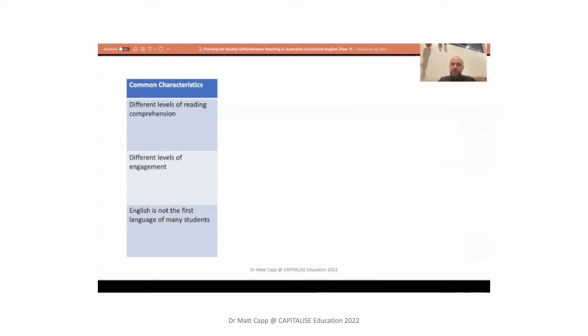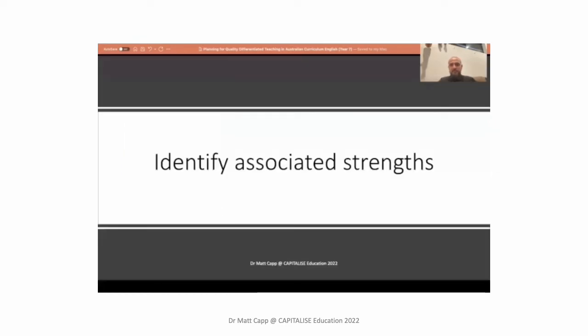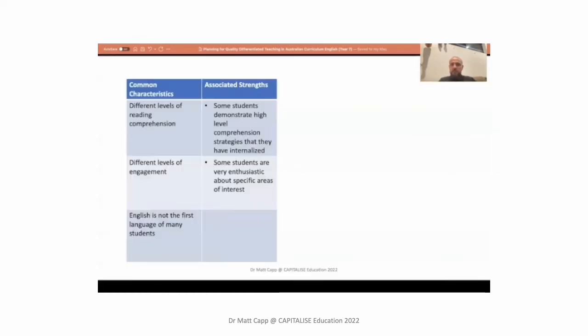So once we've thought about those common characteristics, we then need to start to think about strengths. For those kids with different levels of reading comprehension, some students demonstrate really high levels of comprehension strategies that they've internalized. So they've got those lifelong learning skills. In terms of different levels of engagement, some students are really enthusiastic about specific areas of interest.